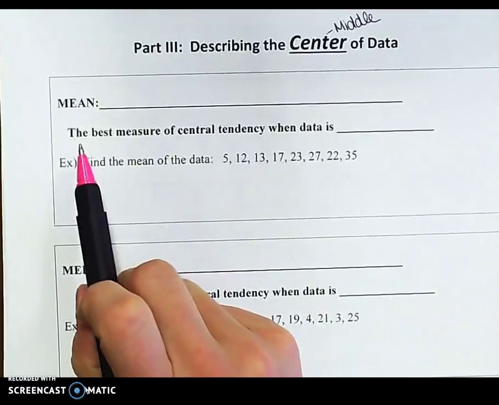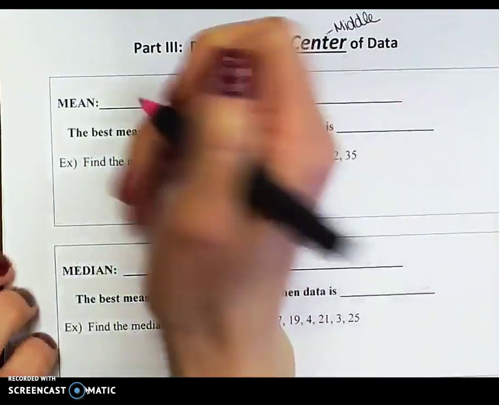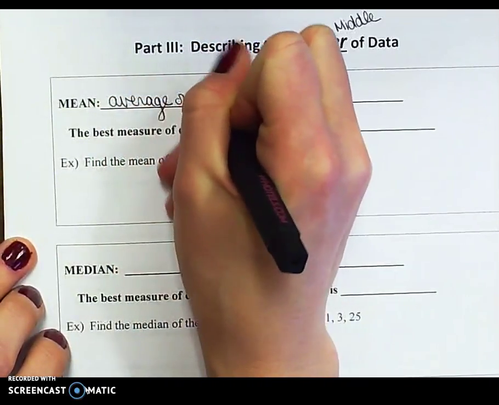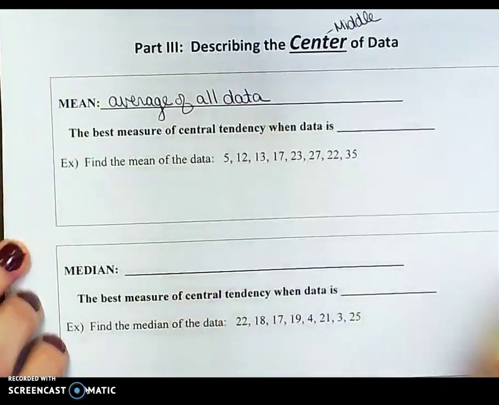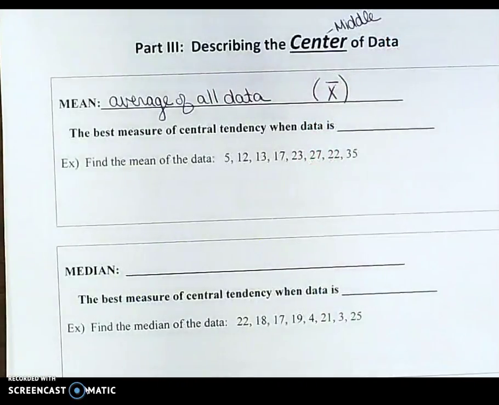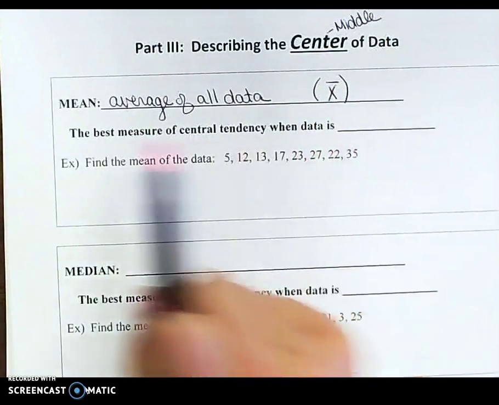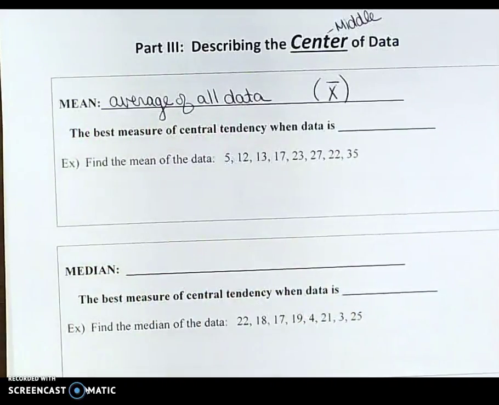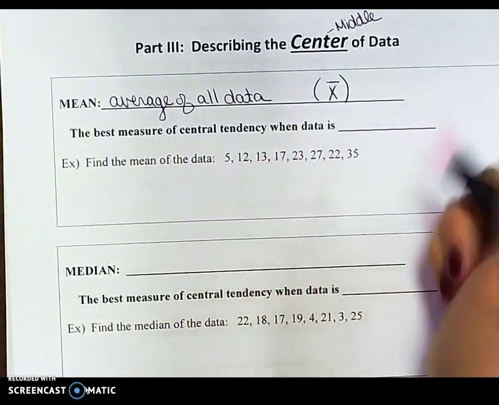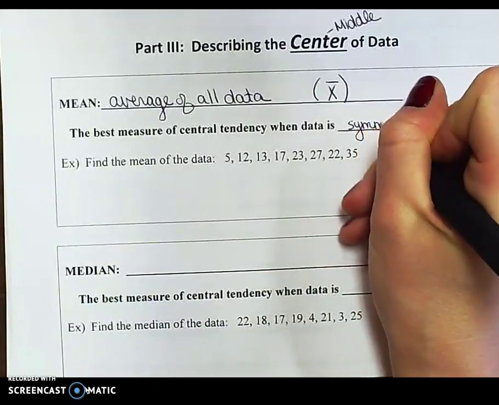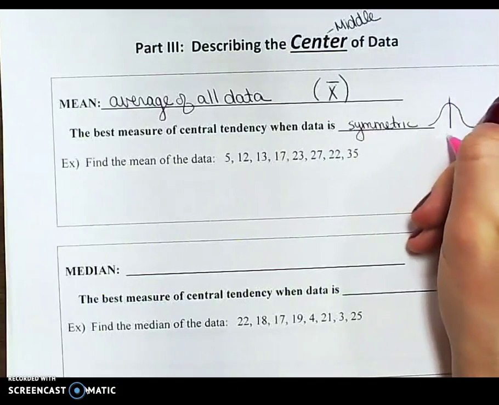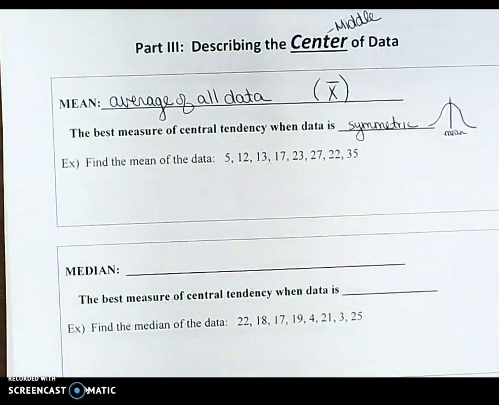The first is what we call the mean. Now the mean is the average of all the data. And the mean actually has a symbol. It's an X and it has a bar above the top. So X bar is just another way to say the mean or the average of all the data. Now we're going to use the mean as our best measure of central tendency when the data is symmetric. So when we have this nice bell shape, the mean is going to be that middle number there.